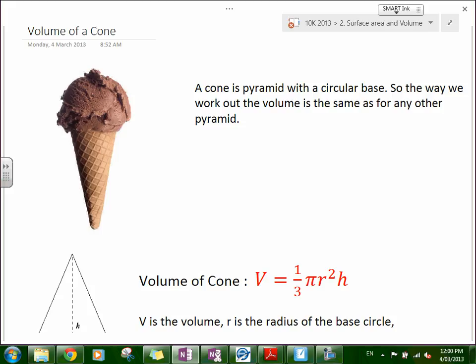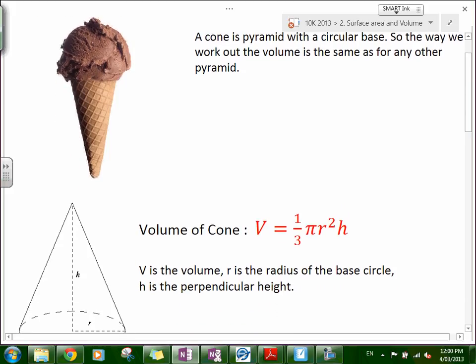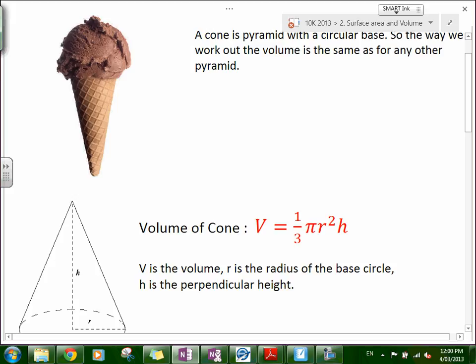We use cones all the time. Obviously, ice cream cones, or cones of physics, with quite a solid sort of structure. It's quite handy in many contexts. The volume of a cone, V equals 1/3 pi r squared, which is the area of the base, times h, which is the perpendicular height. Okay? So V is the volume that we're looking for, r is the radius of the circle on the base, and h is the perpendicular height.